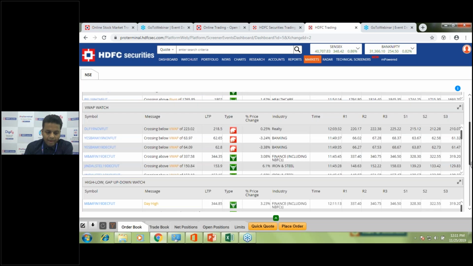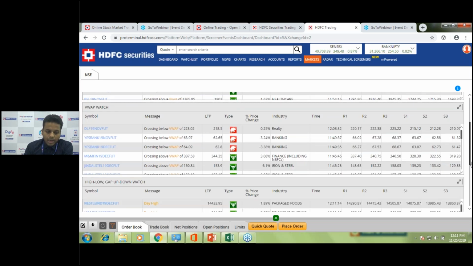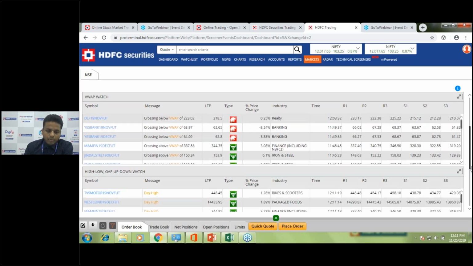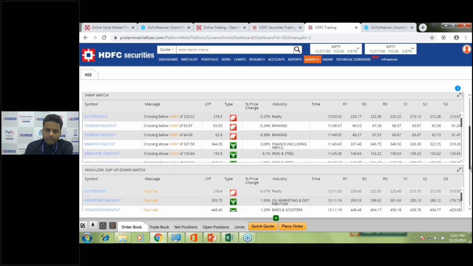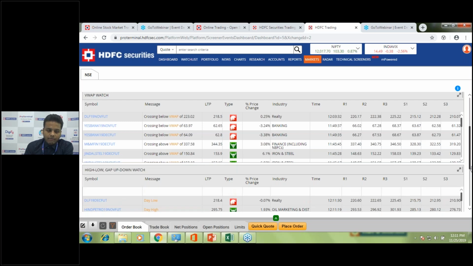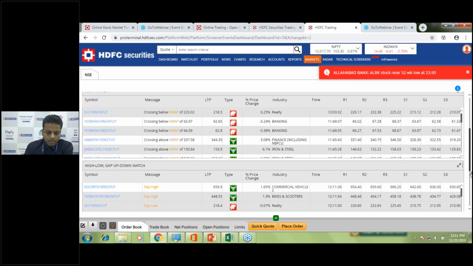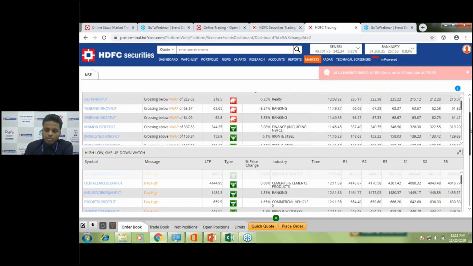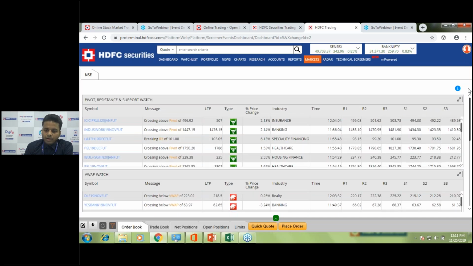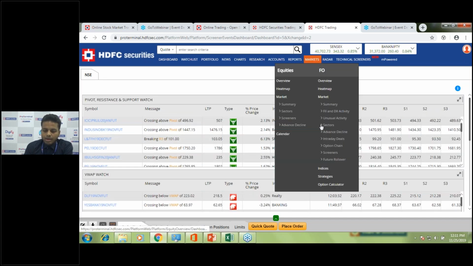Just like this, we have high low, gap down, gap up watch, and also VWAP watch, which is the volume weighted average price watch. It shows which stocks are trading higher than the volume weighted average price, or trading lower than it. So we have provided all kinds of screeners for our traders. How you use it will largely depend on the individual trader and how he can make the most use of it.